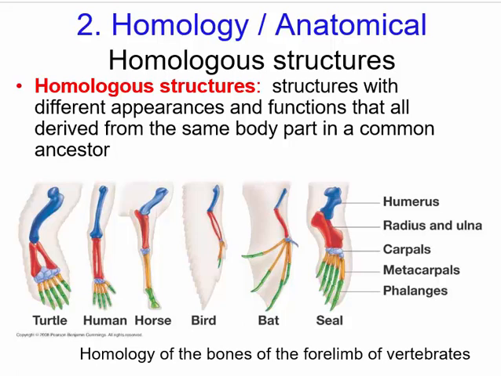And a critical point about homology here is not just that it has the same bones, but that these are structures that are derived from the same body part in a common ancestor. They have a common evolutionary history or common ancestry.